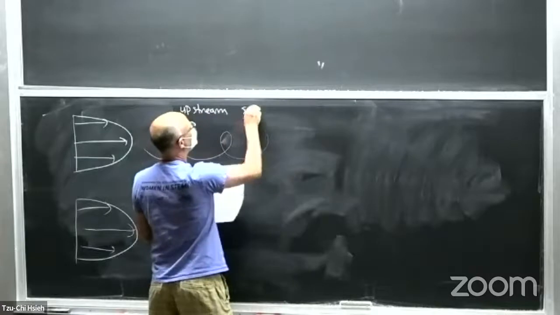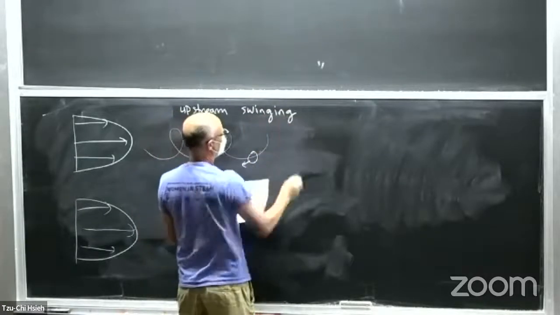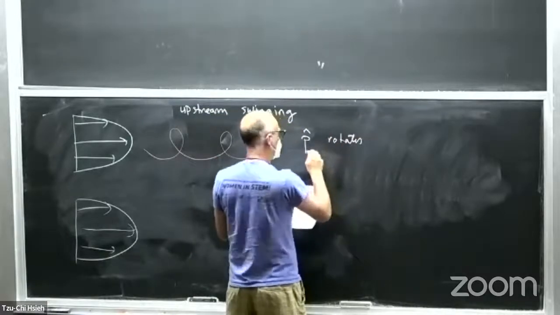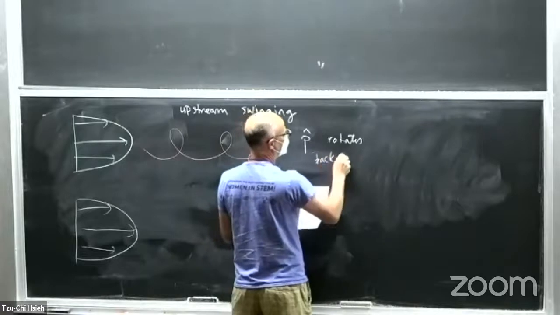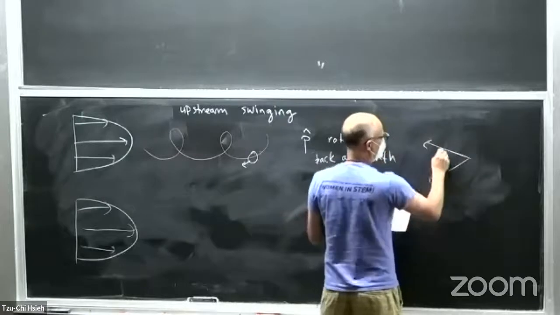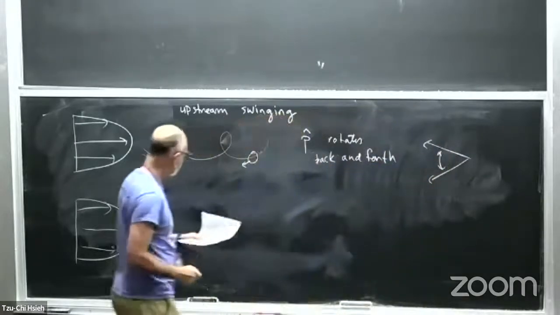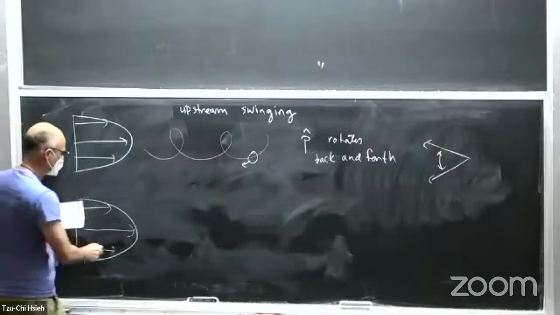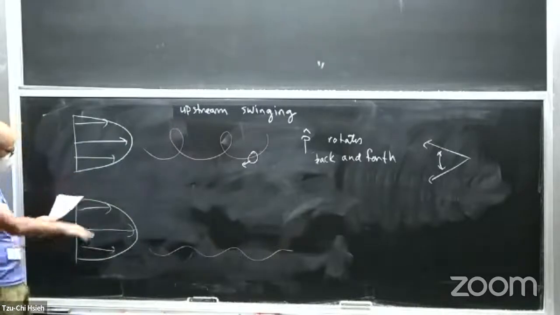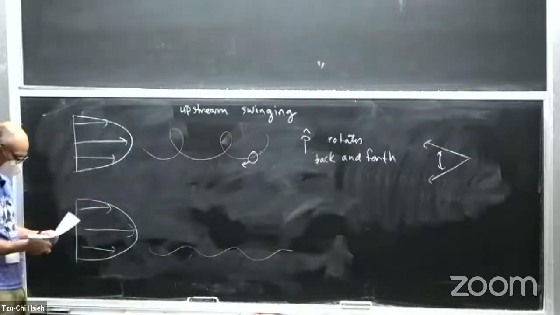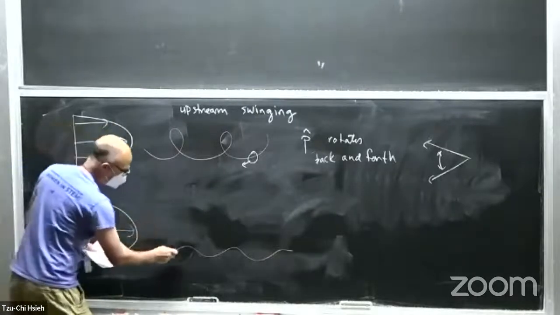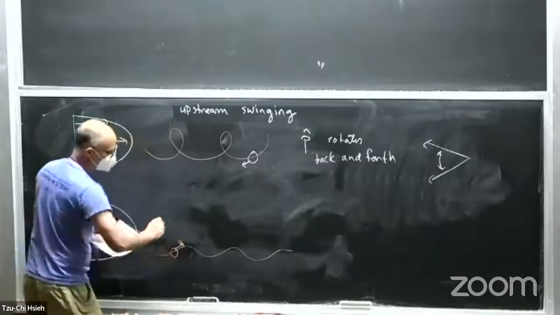So we call this upstream swinging. So P rotates back and forth between two extremes. So P is just going back and forth like that. Whereas in the downstream case, you don't quite get these loops. I mean, it's going to depend on where you start, and we're not worrying about the walls or anything like that. And now, if you look at the rotation, it turns out that this rotates all the way around.